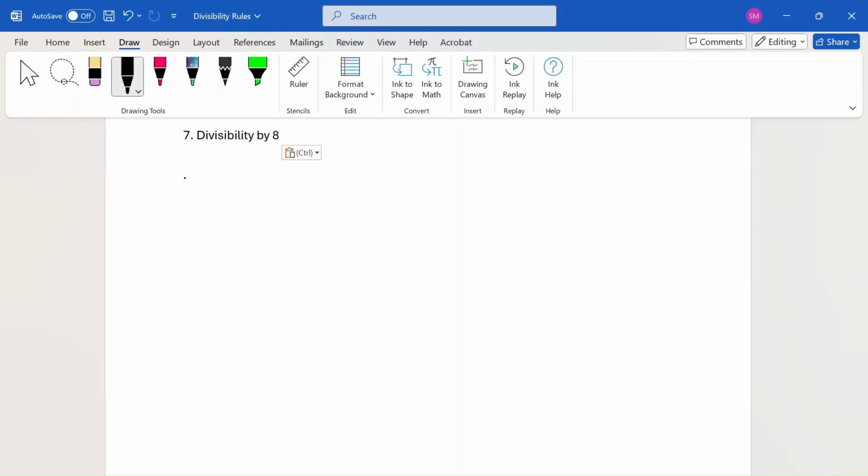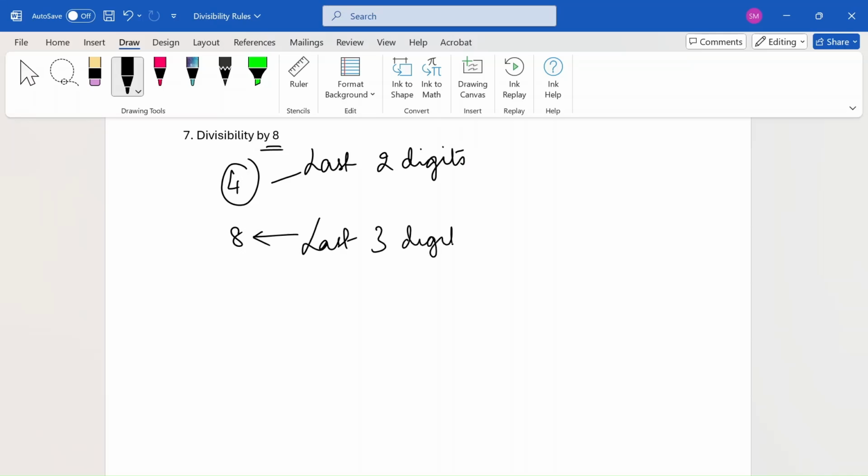Now, let us understand the divisibility rule of 8. The divisibility rule of 8 is somewhat similar to the divisibility rule of 4. In 4 we had to check the last two digits, right? But in the divisibility rule of 8, we check the number formed by the last three digits of any number.